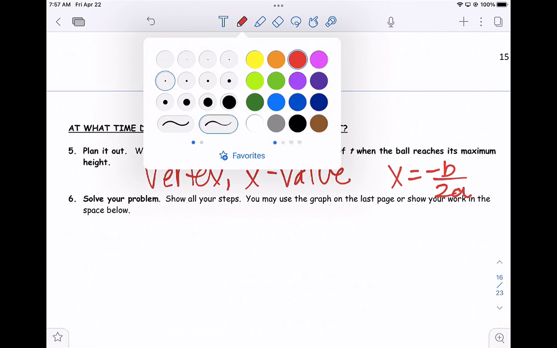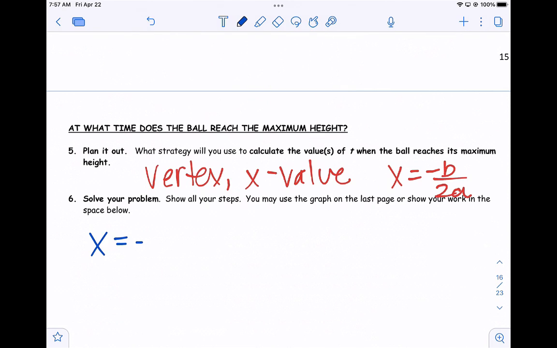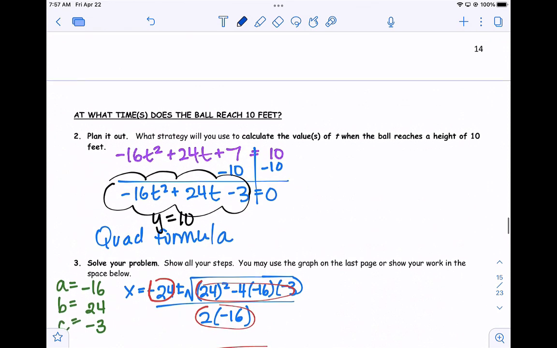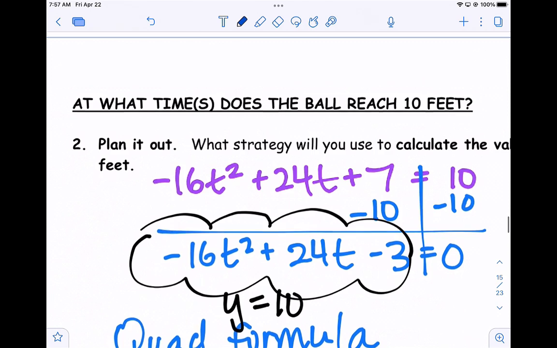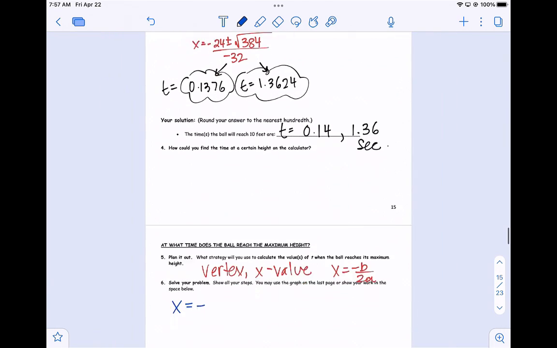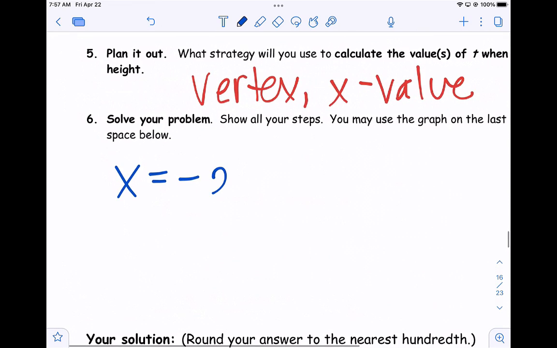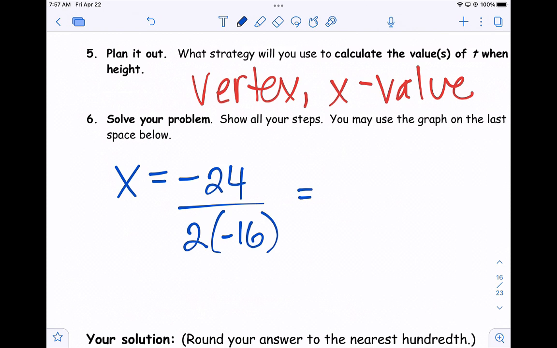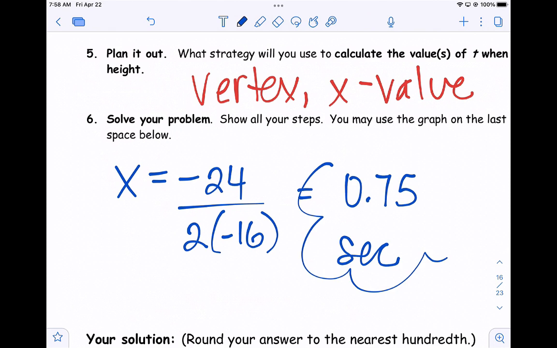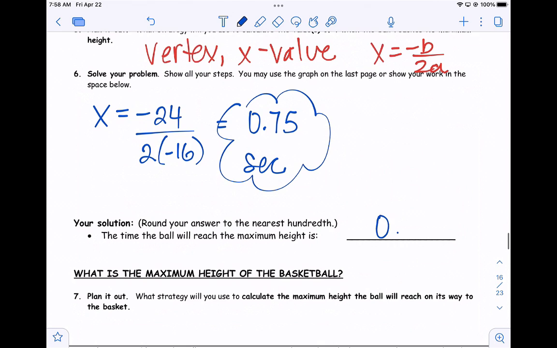All right, so let's plug in. x equals opposite b, and the b value in the original equation is 24, and the a value is negative 16. So we have negative 24 over 2a, and then we'll simplify that, so that's negative 24 divided by negative 32. Okay, so at 0.75 seconds, that ball reaches its maximum height.